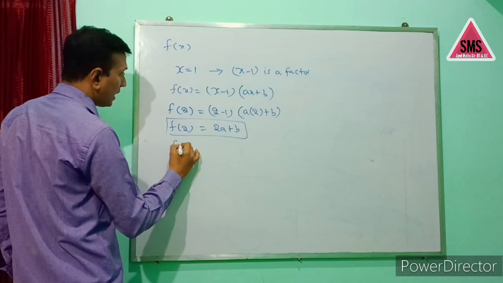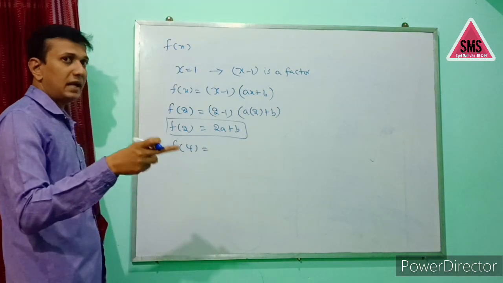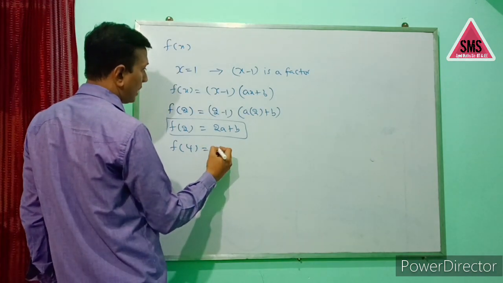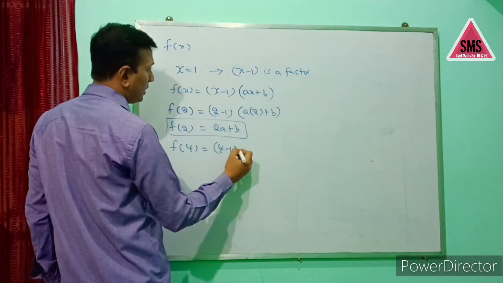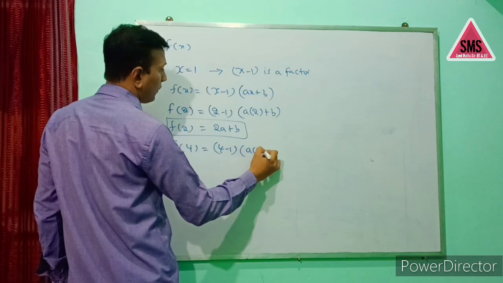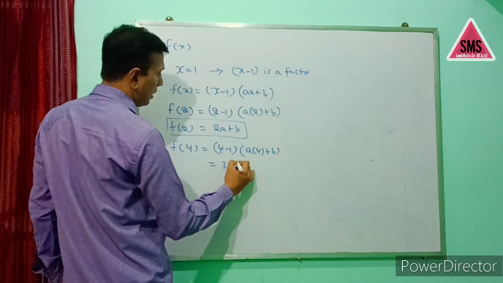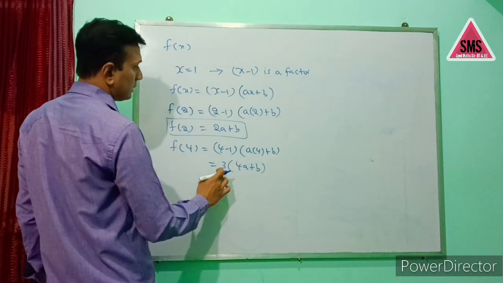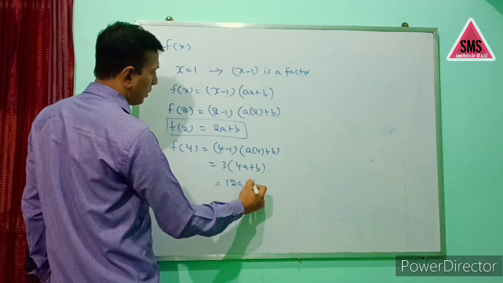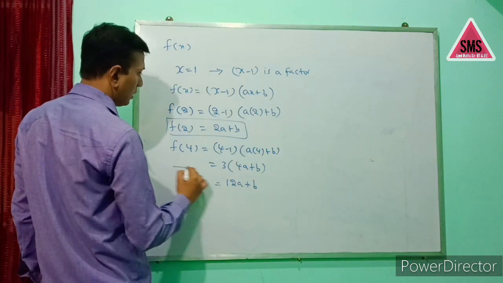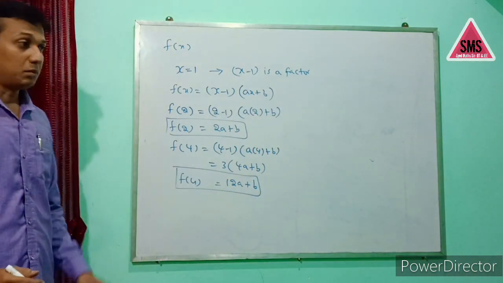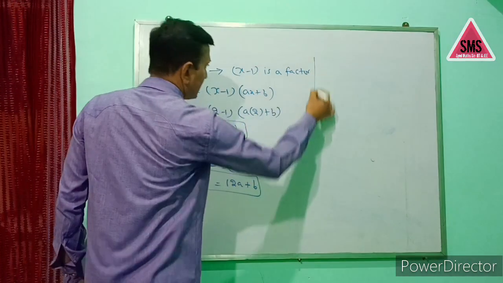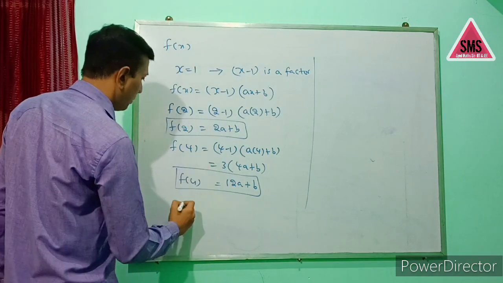Next, f of 4 you have to find out because they have given f of 2 plus f of 4. So individually I am finding the values of f of 4 and f of 2. So 4 minus 1 into a into 4 plus b. So 3, 4 3s are 12a plus b. So that is the f of 4 value. But they have given f of 2 plus f of 4 equals 0. So what is f of 2 here? 2a plus b.